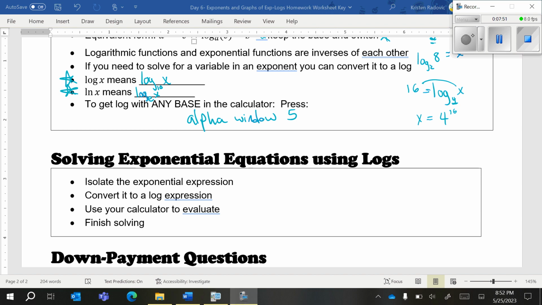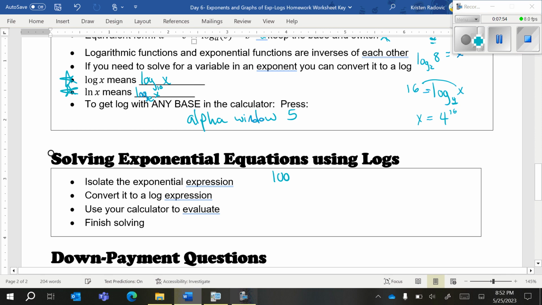So if you want to solve an exponential equation, let's say we have 100 equals 20 times 2 to the x, and you want to figure out what x is. The first thing you want to do is isolate the exponential expression. Basically, you want to isolate your base. Your base is 2. You want to isolate the 2 by getting rid of the 20.